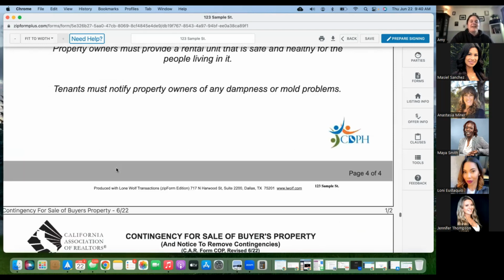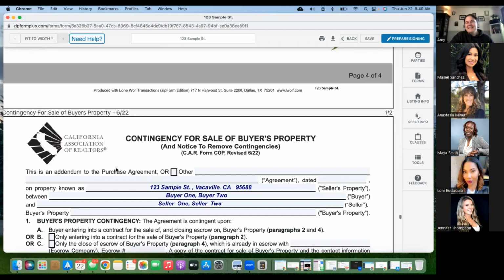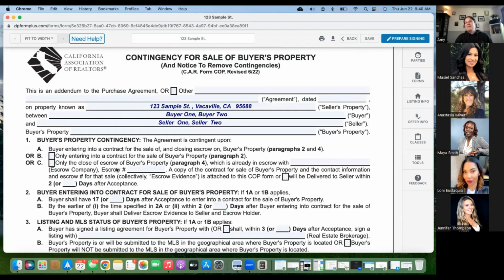All right, we're gonna move on to the contingency for sale of the buyer's property. So if we are making an offer on the property and the purchase of this property is contingent on the buyer selling a property, right? They're getting funds from it. They can't afford both as far as the pre-approval process. They don't want 2 mortgages, and they want the purchase of this one contingent on that one either entering into contract or closing. We use this form here, the COP form.